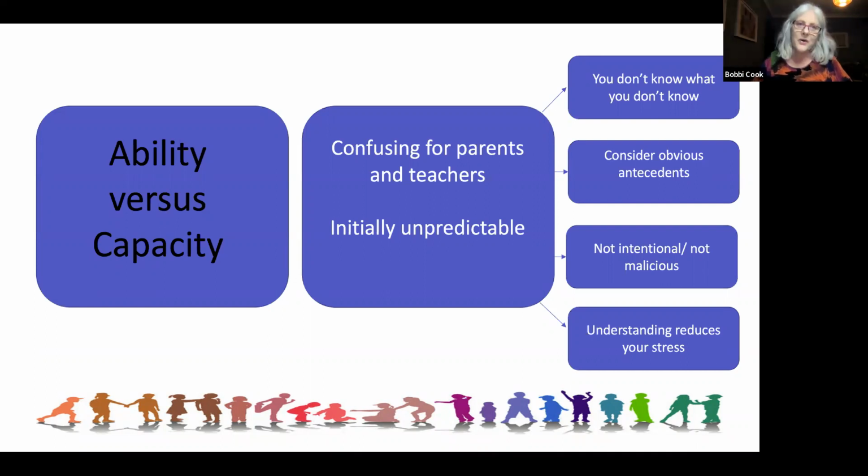And we know that they have the ability to do that because they've done it before. What's variable, though, is their emotional capacity at any given time to access that ability. And that is confusing for parents, teachers, and the young person themselves. Because when they don't have that emotional capacity, it is not an I won't go to school, it's an I can't go to school.